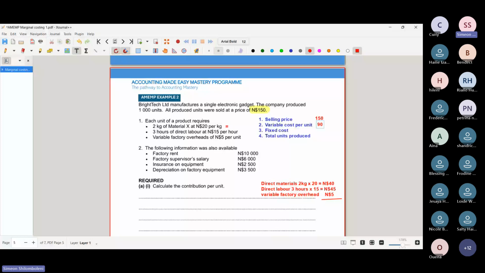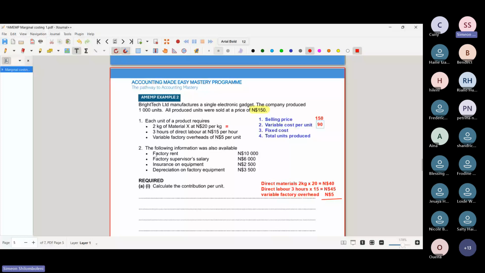So now we know our selling price, we got it. We know our variable cost, we also got it. Now our fixed cost, the information just says the following information was also available. So you are just given this. You don't have a specific figure like in the other question, 96,000. Now it's for you to go through all this information and find out factory rent, is it a fixed cost?